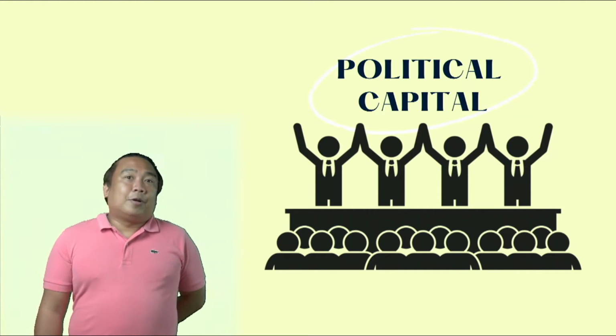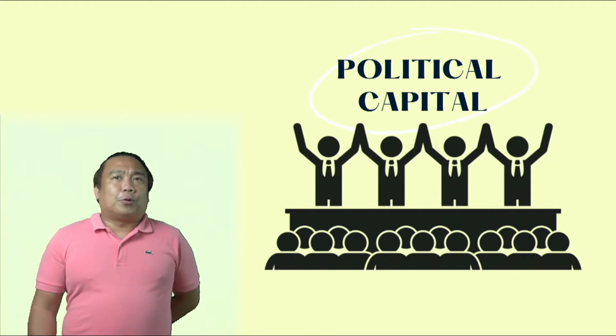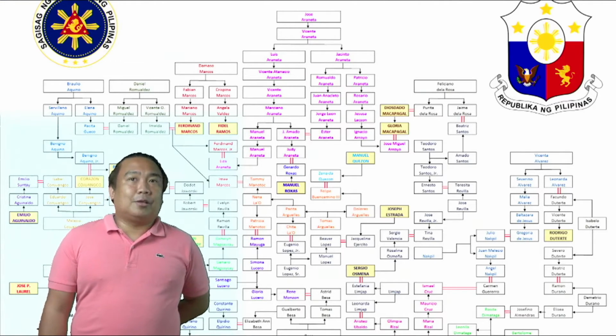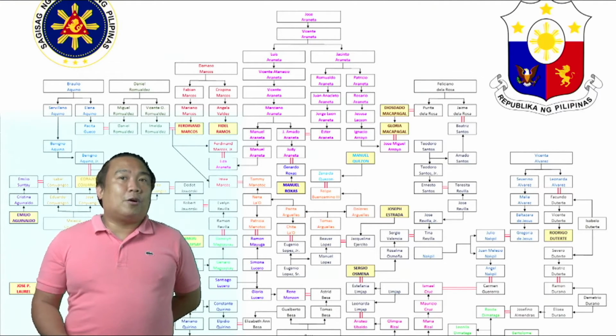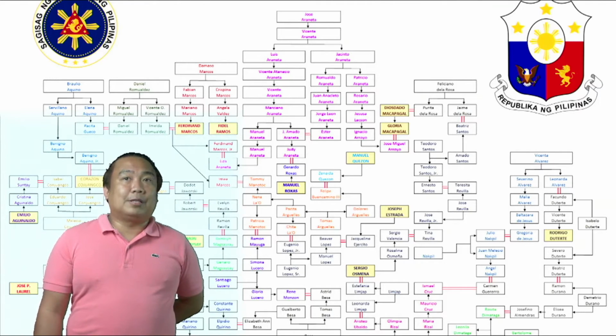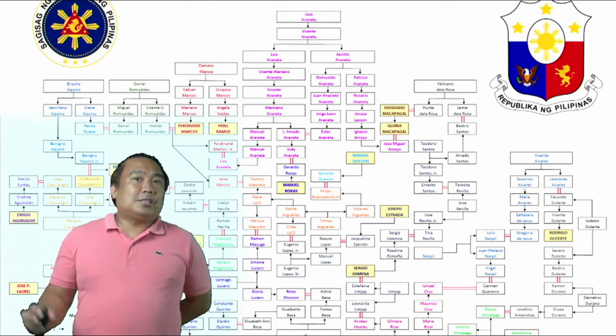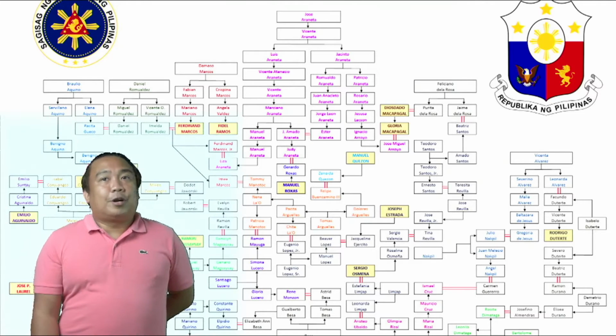Now, we will show you a political map. So on my background, you see this. This is just one of the political maps we have in the Philippines. This is a presidential political map. We have a senatorial political map. We also have a congressional political map. This is just a map of our presidents.